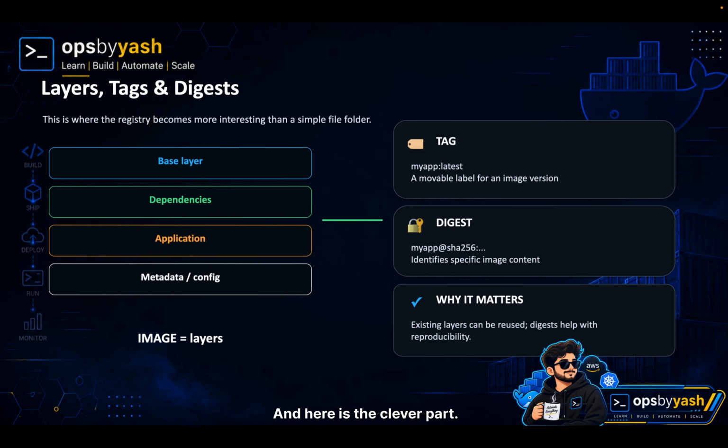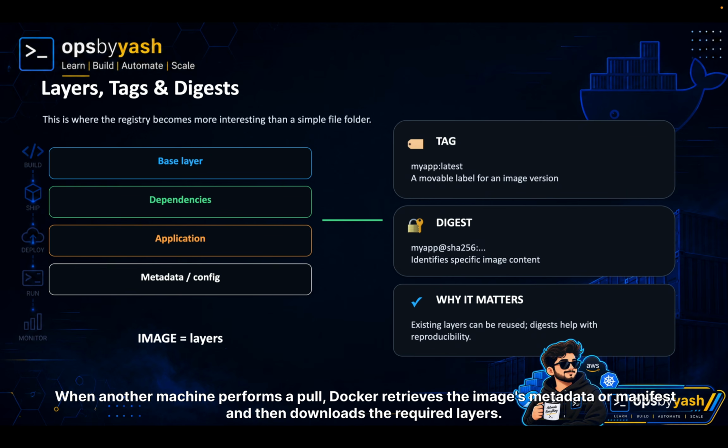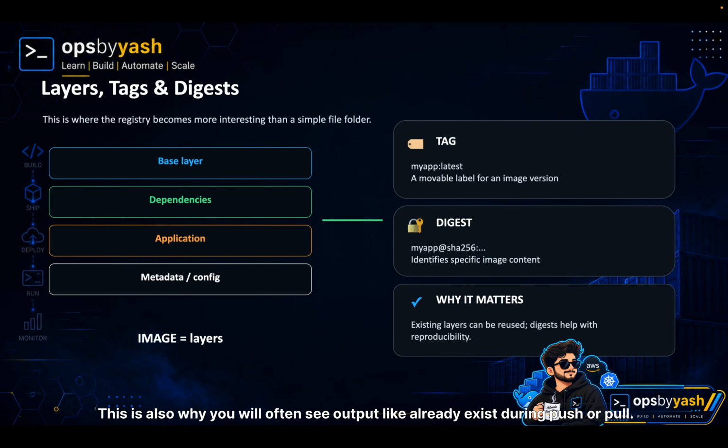And here is the clever part. If the registry already has a layer, Docker does not need to upload the exact same layer again. This makes image distribution much more efficient. When another machine performs a pull, Docker retrieves the image's metadata or manifest and then downloads the required layers. This is also why you will often see output like "already exists" during push or pull. Docker is basically saying, relax, I have already got that layer. This layer-based architecture is one of the reasons Docker images can be efficiently distributed across environments.